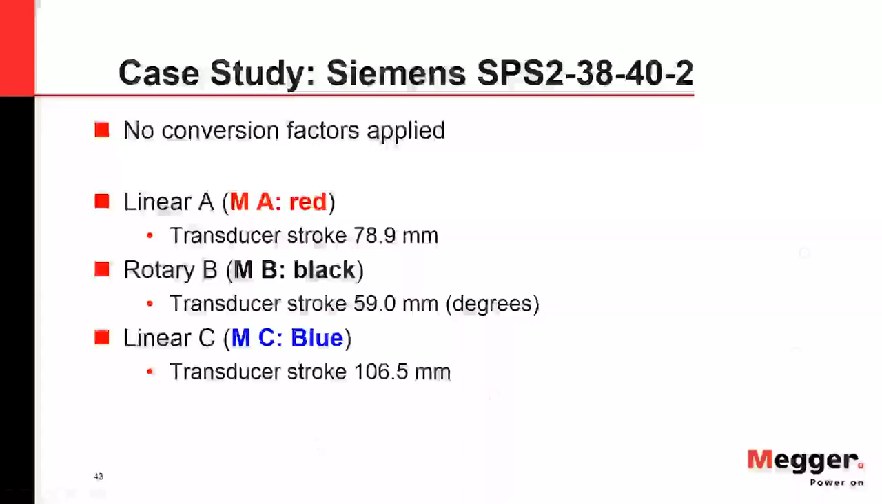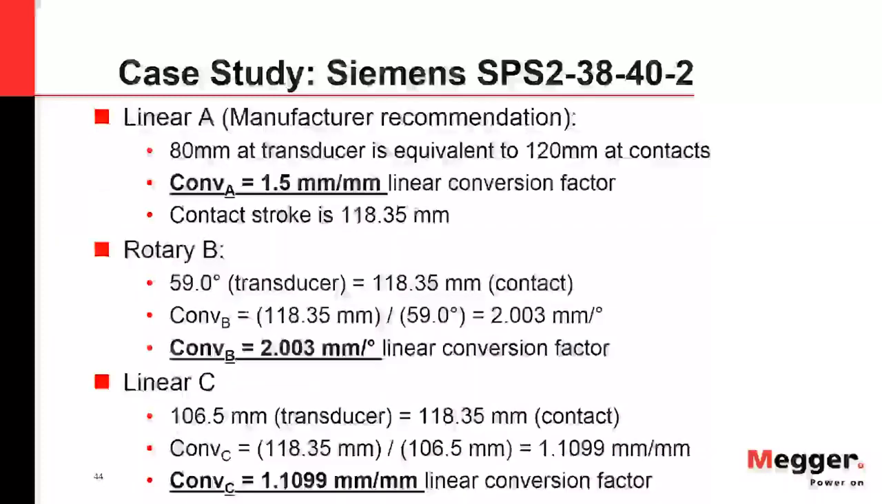Linear A, transducer stroke 78.9 millimeters. Rotary B, transducer stroke of 59 degrees. And then linear C, transducer stroke of 106.5 millimeters. So very different. If I went out here and made a connection, and then say Jamie made a different connection, we both get totally different results here.